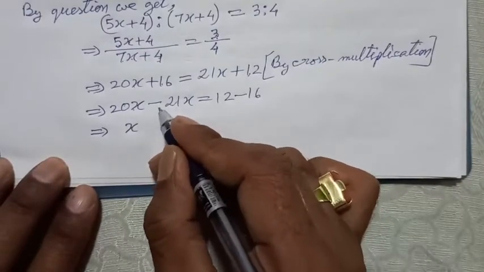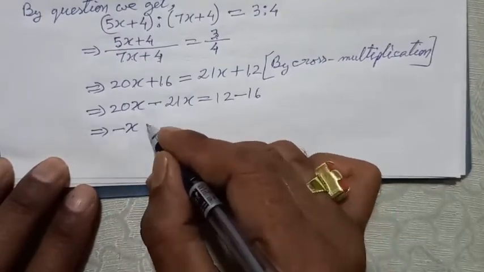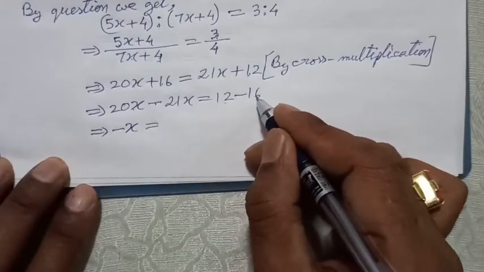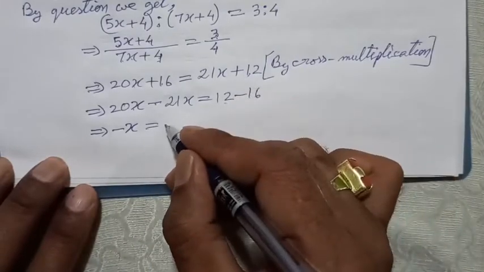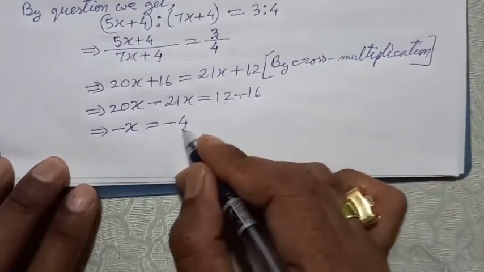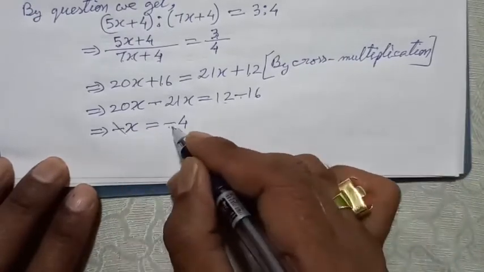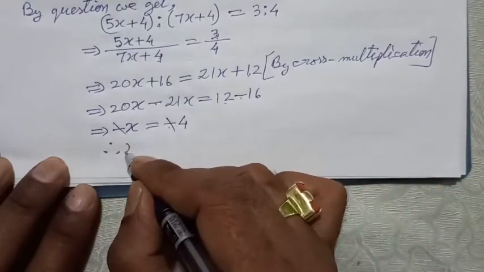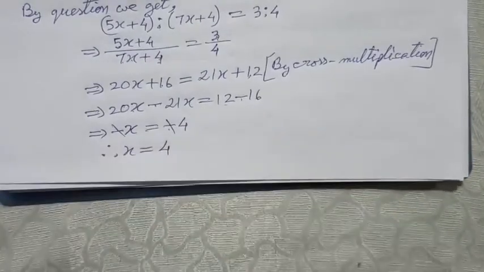Since 21 is bigger, keep minus sign, minus x is equal to 12 minus 16, if we subtract, we'll get minus 4. Since 16 is bigger, we need to keep this minus sign here. Minus minus cancel. Therefore, x is equal to 4.